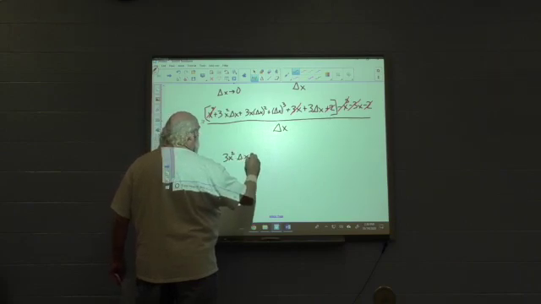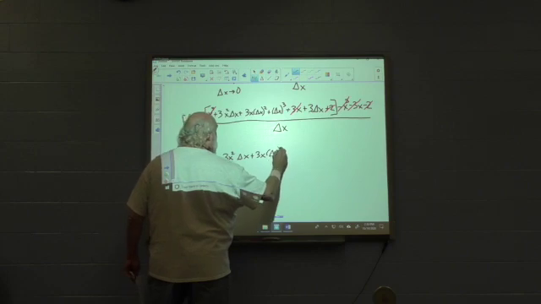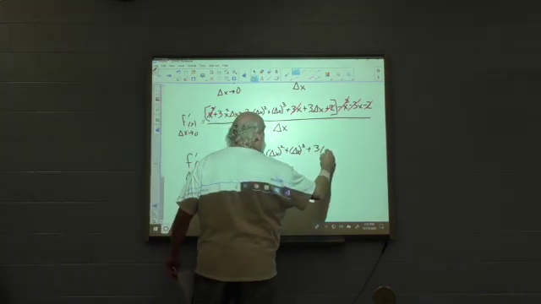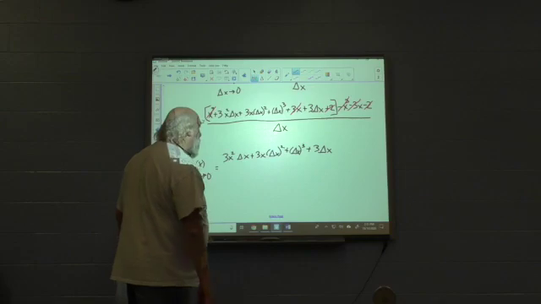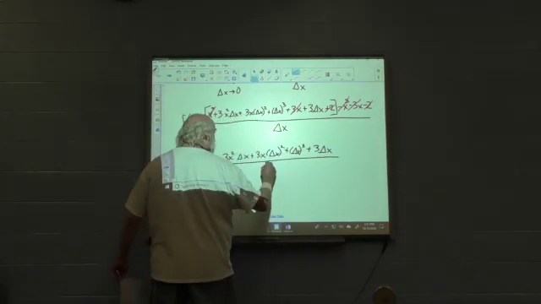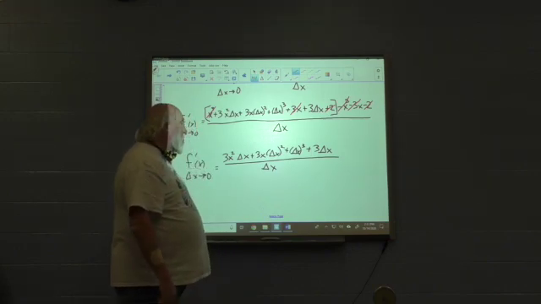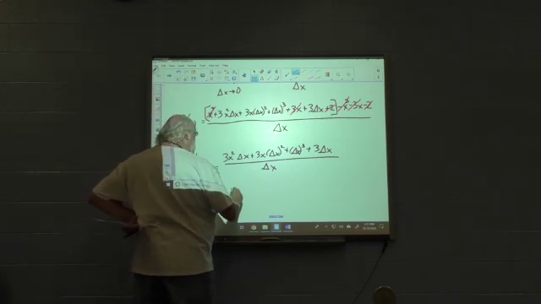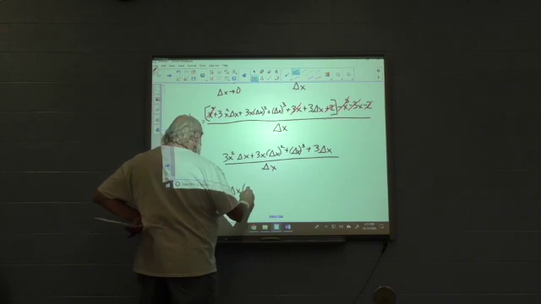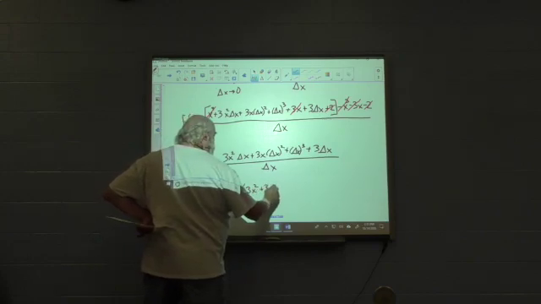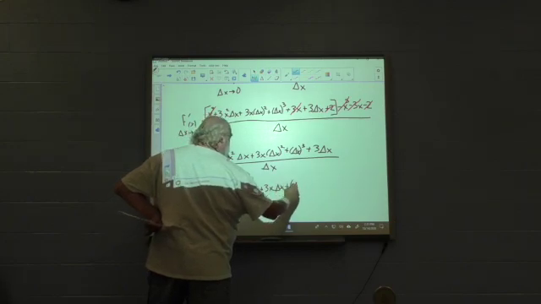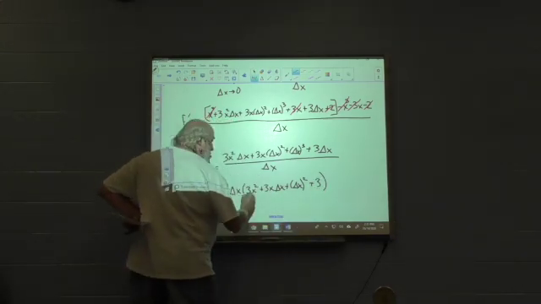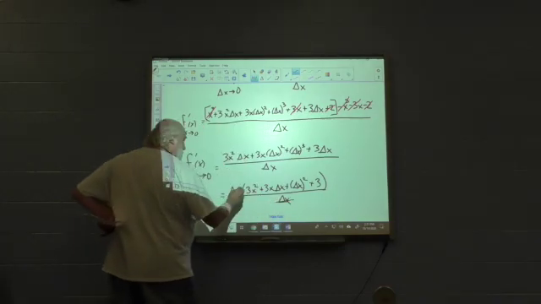So when the smoke clears, f prime of x as delta x approaches 0 is equal to 3x squared delta x plus 3x delta x squared plus delta x cubed plus 3 delta x all over delta x. Now you can see we've got a delta x in each one of these terms, so we're going to go ahead and factor a delta x out of each of those terms, and so that gives us delta x times 3x squared plus 3x delta x plus delta x squared plus 3 over delta x. Now we can cancel out the delta x's right there.